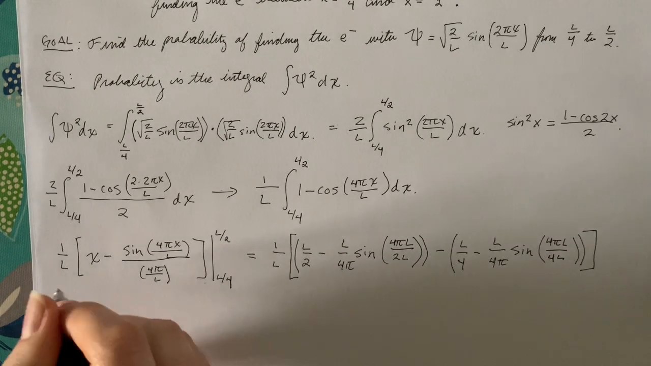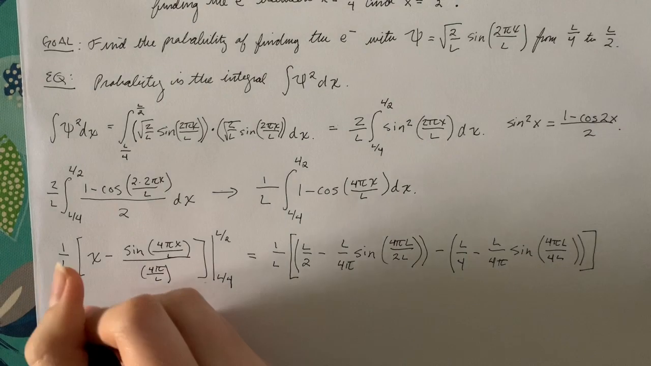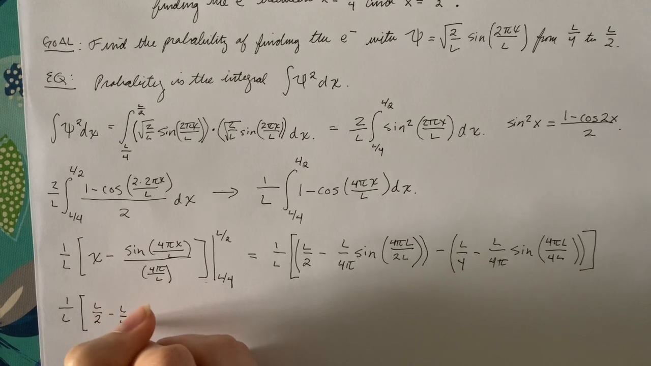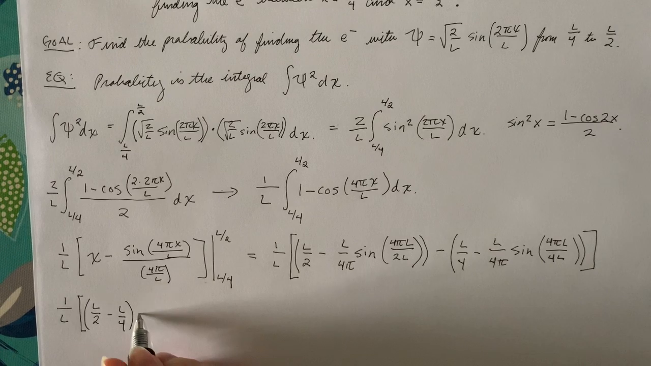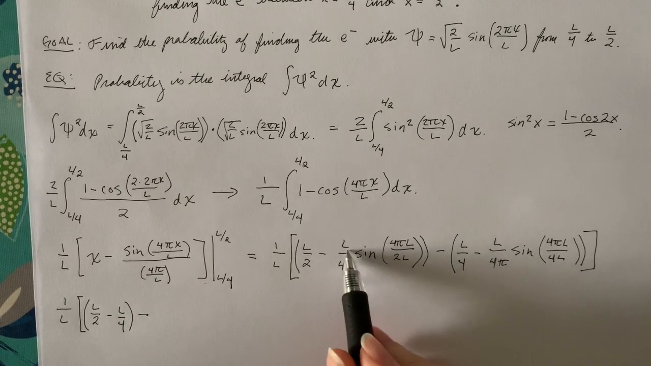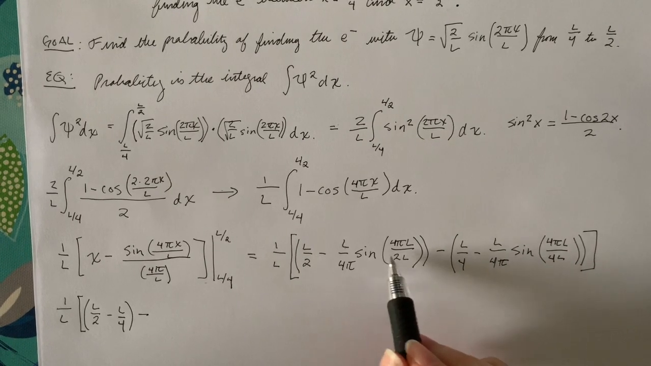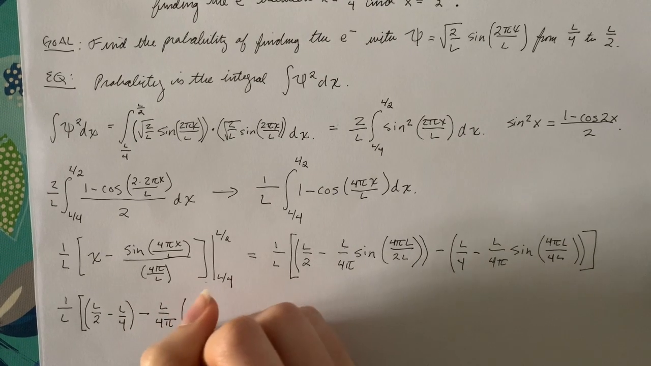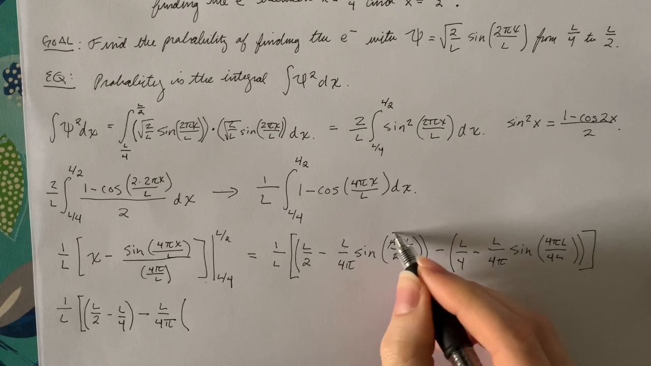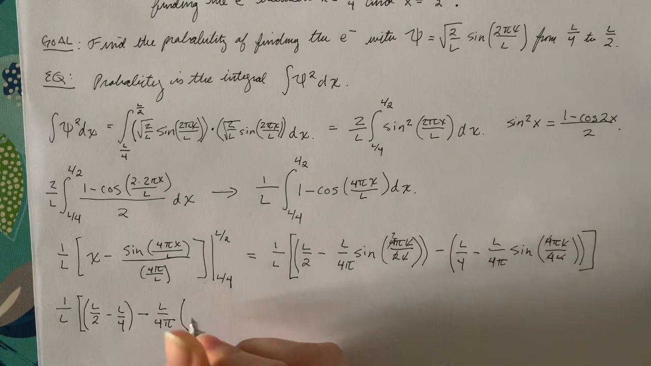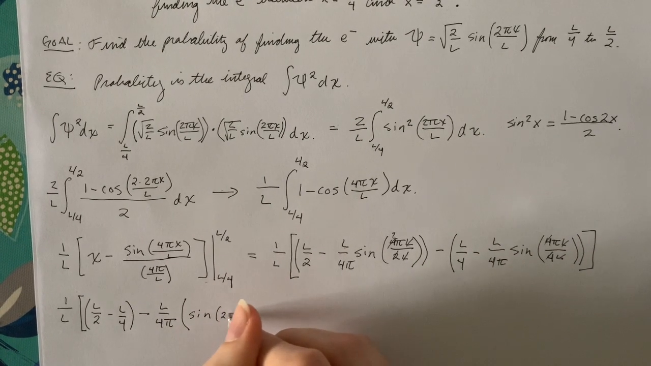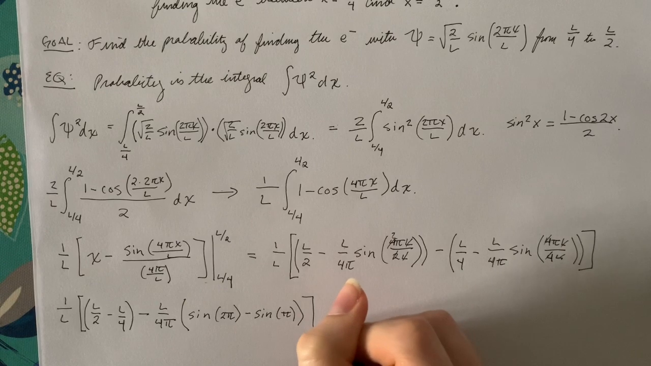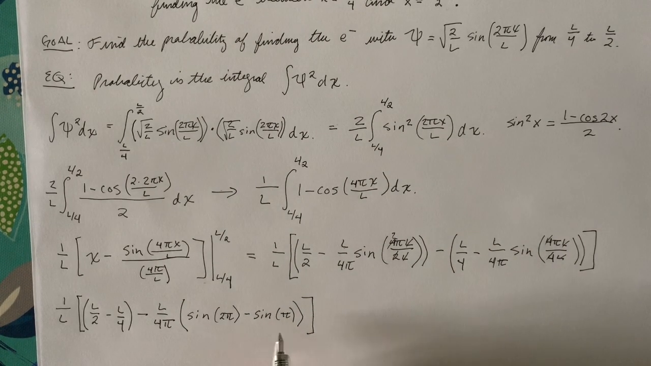So simplifying all of this, we get 1 over L, brackets, L over 2 minus L over 4. I'm going to group this together, minus, and factor out this L over 4 pi for both, so we condense these sines together. So L over 4 pi, parentheses, and after canceling everything out, we get sine of 2 pi minus sine of pi. So in the end, this is going to equal 0.